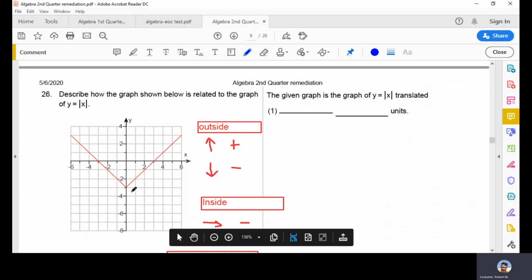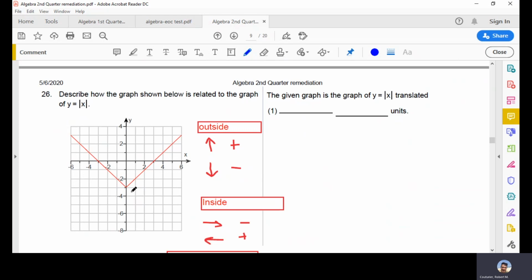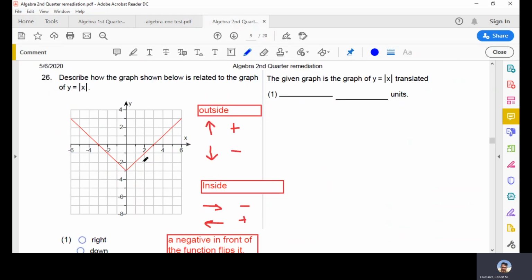This one has moved from the origin. So we have to say, first off, did it go up? Did it go down? Did it go left? Did it go right? Or maybe it flipped upside down. It's still a V-shaped graph pointing up, so it didn't flip upside down. The vertex of it did not move off of the y-axis. So it still has an orientation to the origin.